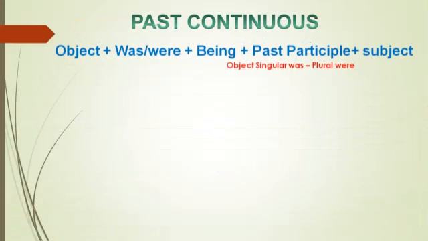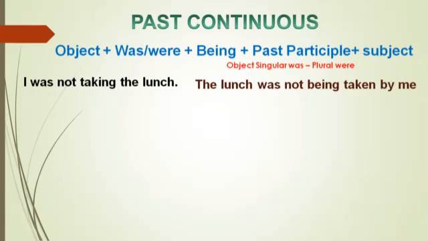Now for past continuous, we have to use the same structure. First, we have to write down the object of the active voice. For a singular object, was; for a plural object, were. For the continuous ing form of the verb, we have to use the word being, then change the verb into the past participle, then write the subject. Now see the sentence. I was taking the lunch. The lunch becomes the subject. Then, it is past tense, so we have to use was, then I becomes the object. The lunch was being taken by me.